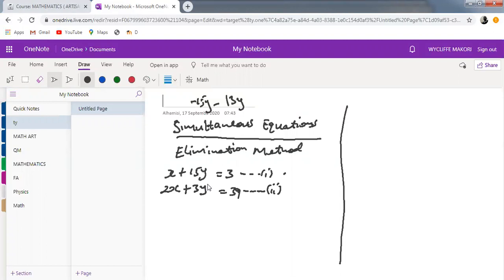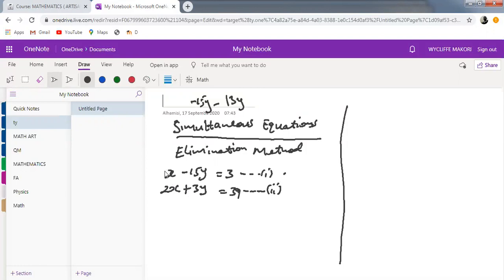Using the elimination method requires that you eliminate one of the unknowns. If you are to eliminate one of the unknowns, it simply means that you make one of the unknowns to be 0. So in this case, you need to identify the unknown that you want to make 0. It is normally easier to eliminate the unknown where both of them are positive in the two equations.